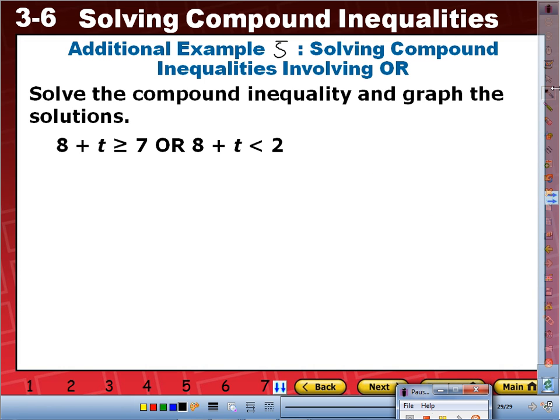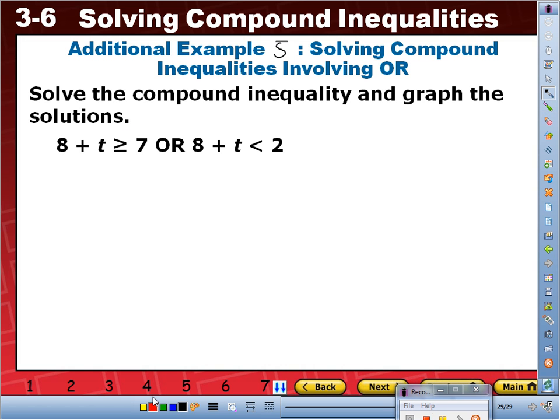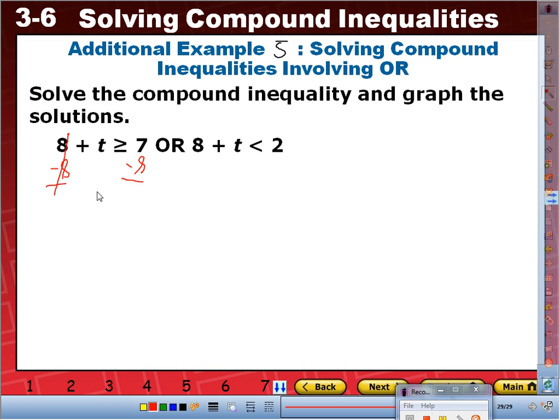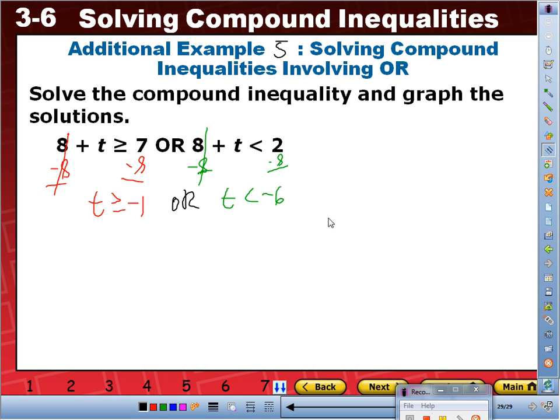Here we go. I'm going to notice this one now, it's split up. It's no longer a compound in regards to the first ones we did. This is a different kind of compound. I'm going to do the first one in red. To solve this one here, I subtract 8, subtract 8. Therefore, I'm left with t greater than or equal to negative 1. Are we there so far? Or, we'll do this one in green. Subtract 8, subtract 8. T is less than negative 6. Are we there so far?